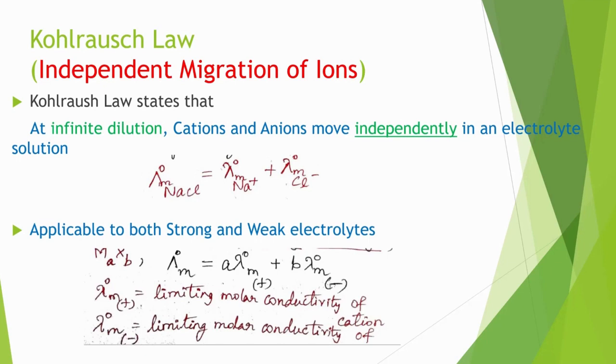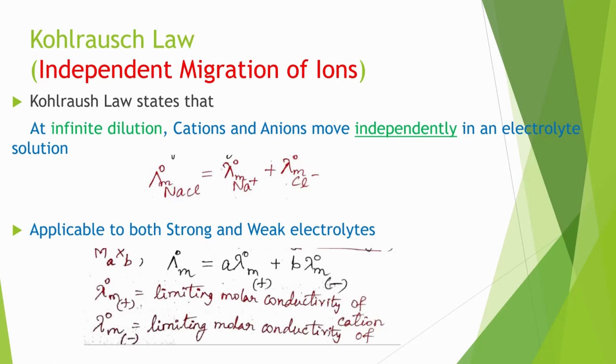So here the key point is that this law is applicable only at infinite dilution. The law states that at infinite dilution, cations and anions move independently in an electrolyte solution. This law is applicable to both strong as well as weak electrolytes. So you can write a general expression for any electrolyte AxBy, lambda m naught. This is not for lambda m, this is for the limiting conductivity. Lambda m naught is equal to x times lambda m naught of the cation plus y times lambda m naught of the anion. This is the concept of Kohlrausch law.